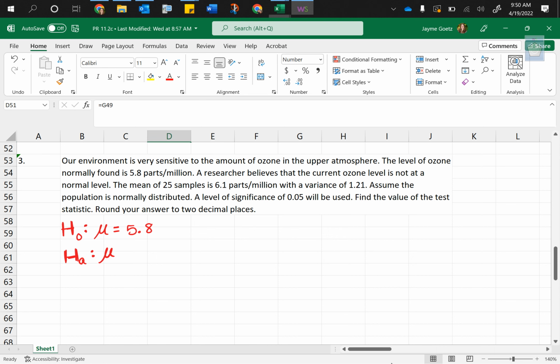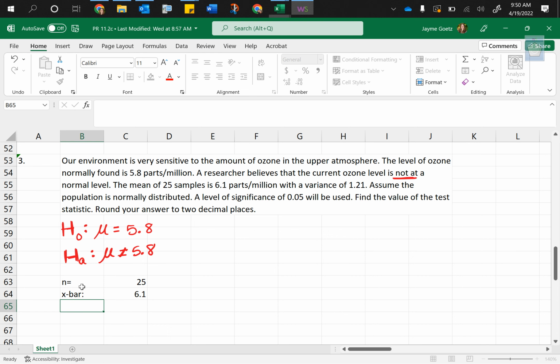Okay, now let's put in all the other information. So my N value is what? 25. That was my samples. Okay. What about my X bar? 6.1 parts per million. Very good. And do we know sigma in this problem?